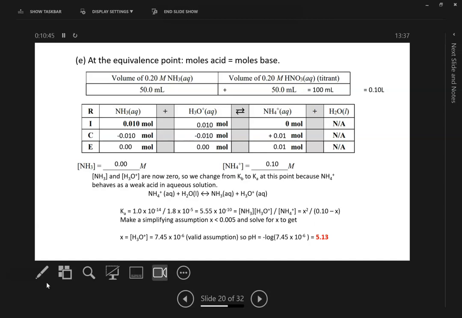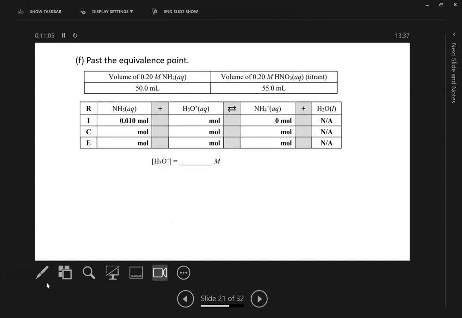Now that I've solved for H3O plus, I'm just doing a straight pH calculation. So now you can see my pH has dropped significantly by a factor of about 10,000. And all I've done is add 5 more milliliters of acid. So now my pH is down to 5.13.